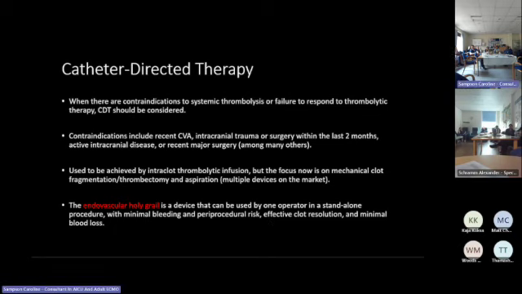So with regards to catheter-directed therapy, we tend to offer this as opposed to systemic thrombolysis in a certain subset of patients. Classically, it was those in whom there were contraindications for systemic thrombolysis, and it's a large list, but things like recent stroke or trauma, as well as recent major surgery, amongst many others, are contraindications for systemic thrombolysis.